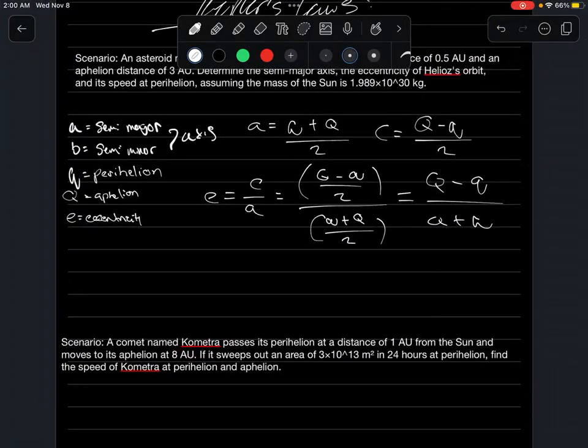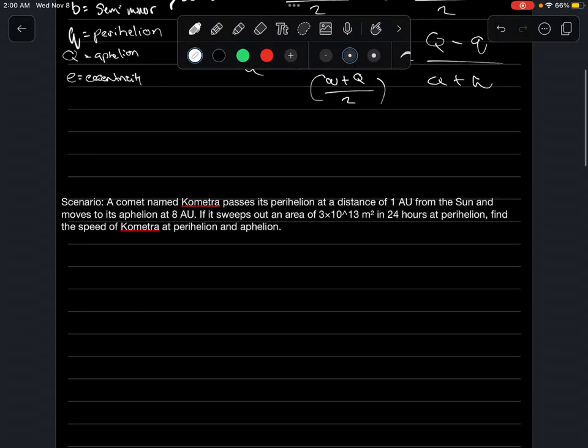Now, Kepler's second law, the law of equal areas, states that a line segment joining a planet and the sun sweeps out equal areas during equal intervals of time. This implies that the planet's velocity is not constant. It's fastest at perihelion and slowest at aphelion.